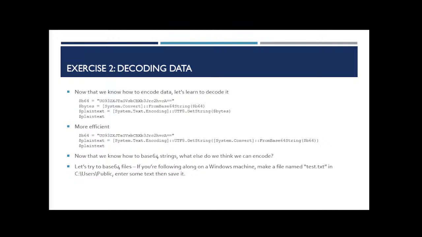We have the bytes that are converted from base64. If we wanted to convert it back, we take our string, say convert it from a base64 string, then put it into plain text. That's more efficient. So now that we know how to base64 strings, what else do you think we could encode? Spoiler alert, it's files.